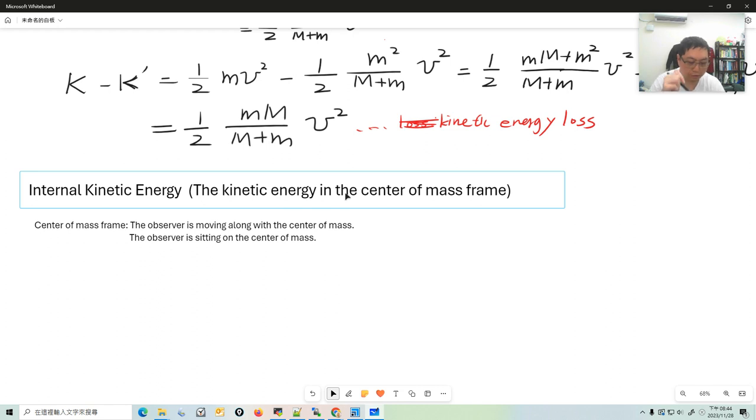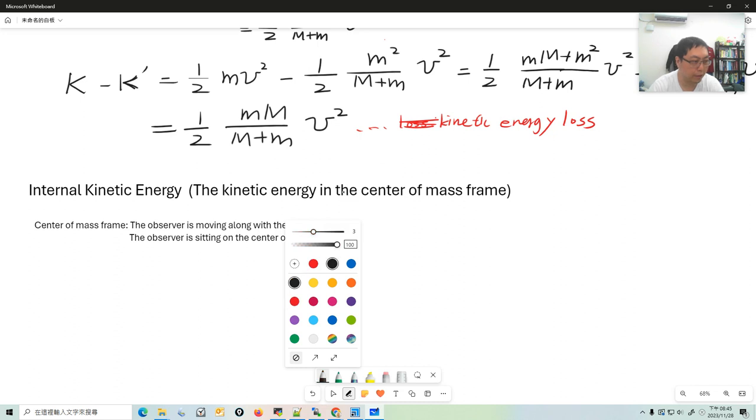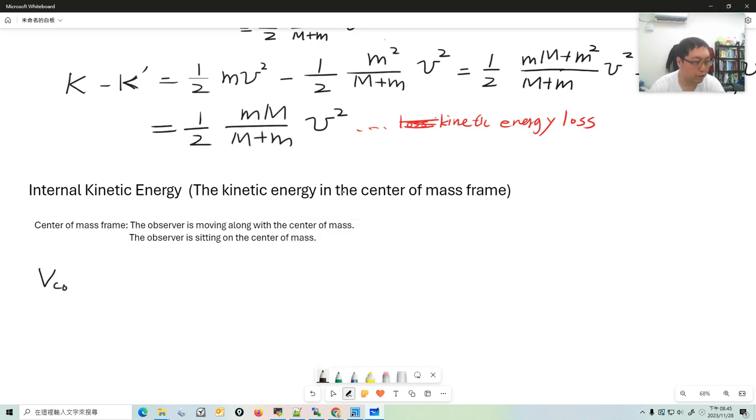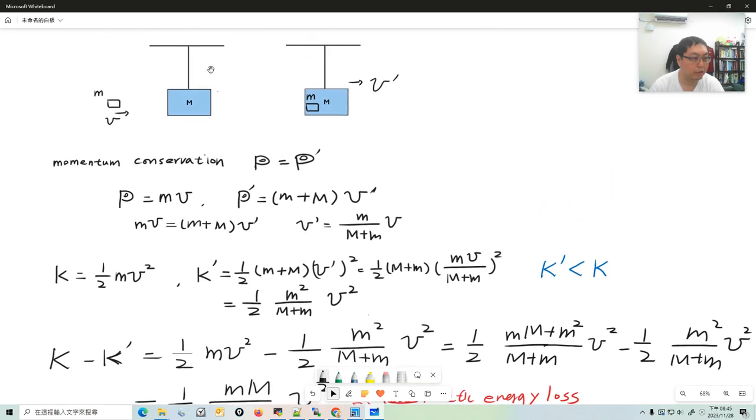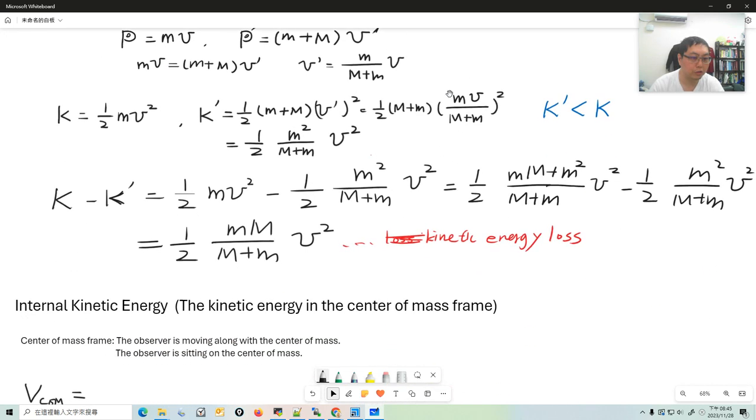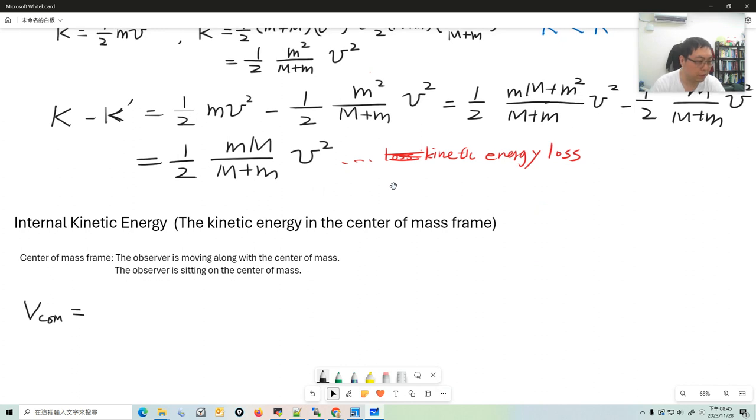First of all, let's calculate the velocity of the center of mass. What is the velocity of the center of mass? Let's get back to this picture. What's the velocity of the center of mass before the inelastic collision?